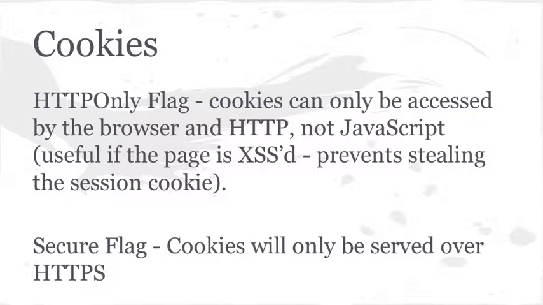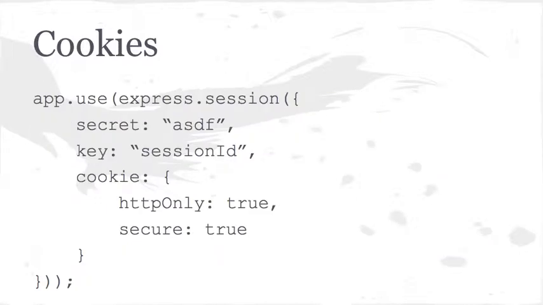The next flag is the secure flag, and again this is another option that should be used in tandem with SSL, but it tells the browser not to serve cookies unless SSL is used. So if somebody was able to strip SSL out, the cookies would not be served. In Express and in Node, this is really simple to set up. When you do the app.use express session, under your cookie option you can specify the HTTP only and secure options as true.